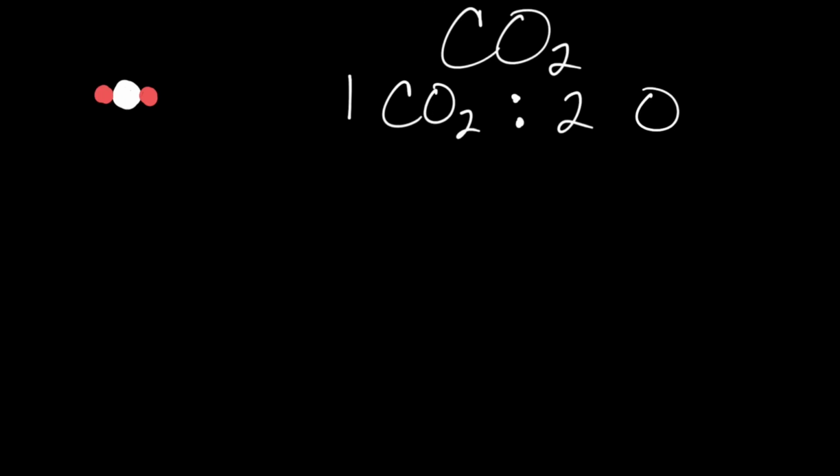Okay, so what if we had two carbon dioxide molecules? There are my two carbon dioxide molecules, and if we have two CO2s, let's count how many oxygens we have. 1, 2, 3, 4. So two carbon dioxides gives us 4 oxygens. Now you might notice that that ratio, 2 to 4, would reduce to 1 to 2. That's pretty interesting.